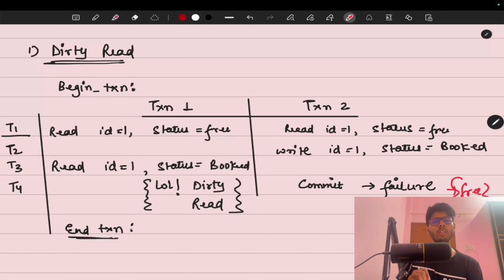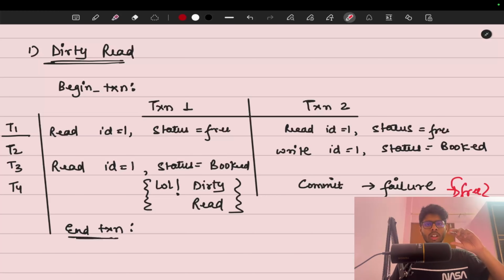Everything is fine. Of course, transaction T2 can update the database, and at time T3, transaction T1 reads this row again. This time it gets the value booked. Everything seems fine because transaction T2 has changed the data. But after some time in transaction T2 some problem occurs, and our commit failed. It means we are in a rollback scenario.